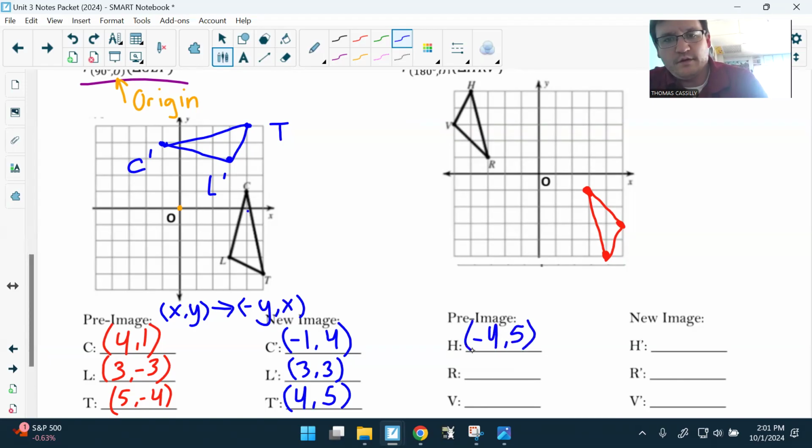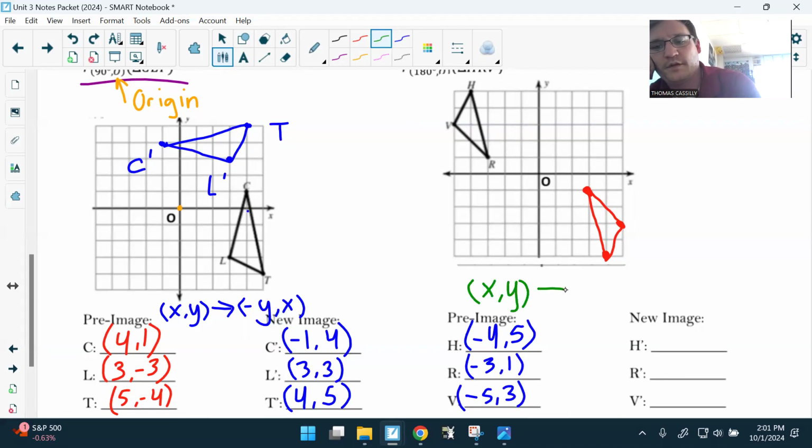I have R at negative 3, 1. And then the last one is at negative 5, 3. All right, so the rule for the 180-degree spin is (x, y) turns into (negative x, negative y). So you keep the order the same, you just make them both negative.